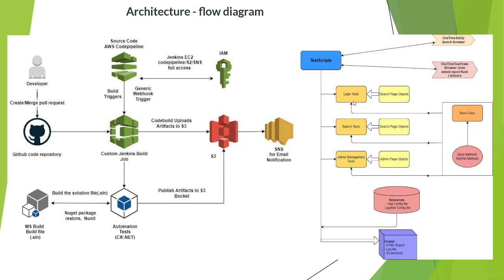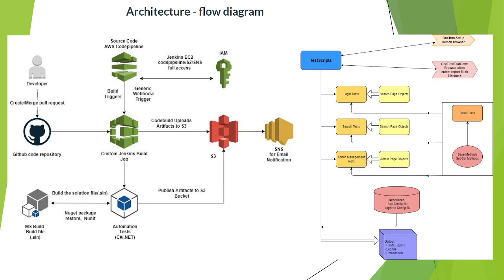And then you will separate out your base class having all the generic functions and base methods and Selenium set and get methods, and it also has a reference directory where you will be storing your app config file and log4j configurations, and finally you will have an output directory where you will save your HTML report and log file and screenshots. This is briefly a flowchart of how your framework should look, or framework nomenclature.